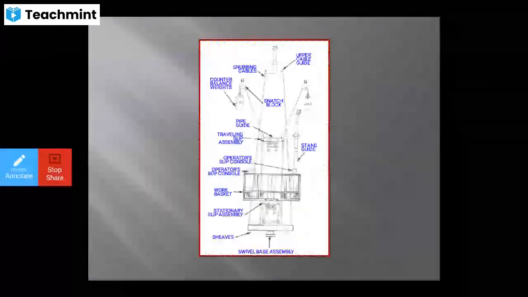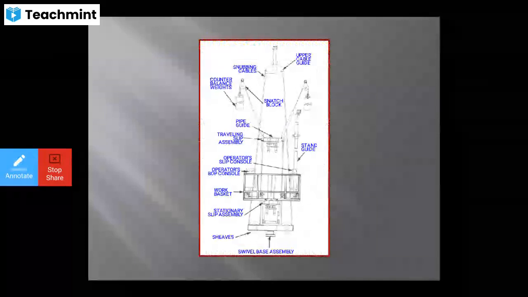So the swivel base assembly. So how the swivel base assembly has been done. So you can see very clearly the swivel base assembly is shown down, and sheaves. Next you can see the stationary slip assembly. Then after that you will see your work basket is closed. Then operator's BOP console is on the top. Then operator slip console also shown there. Then stand guide. Then traveling slip assembly is shown.